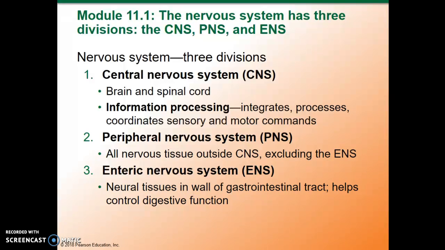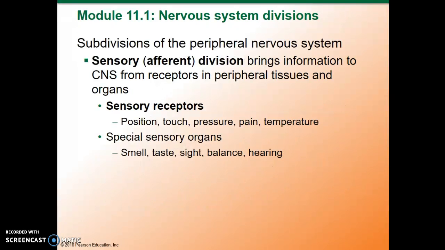The third part, the ENS, is covered in the digestive tract, but this is neural tissue in the walls of the GI tract to help control digestion. The PNS, or peripheral nervous system, has 2 major divisions, sensory and motor.